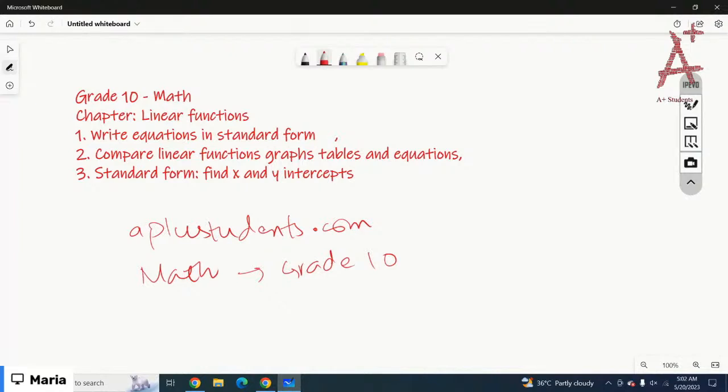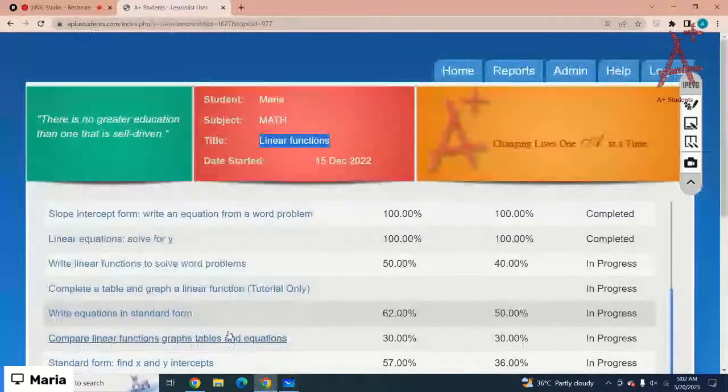We're going to start with the chapter linear functions, and the lessons we're going to cover are write equations in standard form, compare linear functions, graphs, tables and equations, standard form, find x and y intercepts. Let's start with the first lesson.